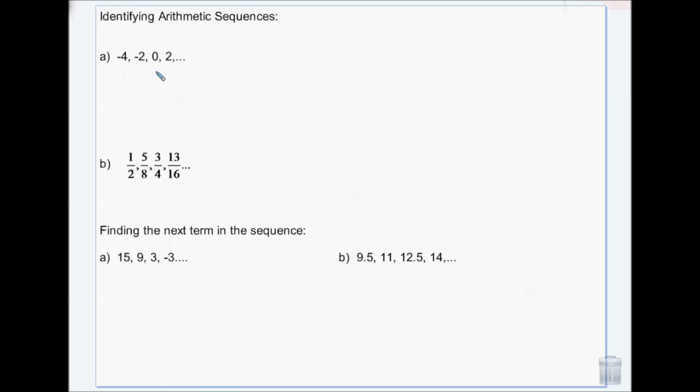What I do is I check the difference between the numbers. So what would I do to turn a -4 to a -2? I would add 2. To turn a -2 to a 0, I would add 2. To turn a 0 to a 2, I would add 2. And I check every number that's given. As long as these all match, then this is an arithmetic sequence.